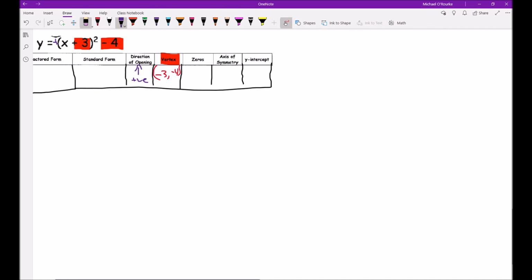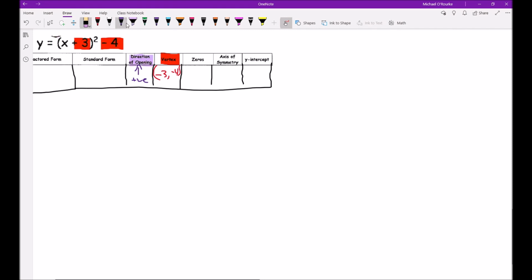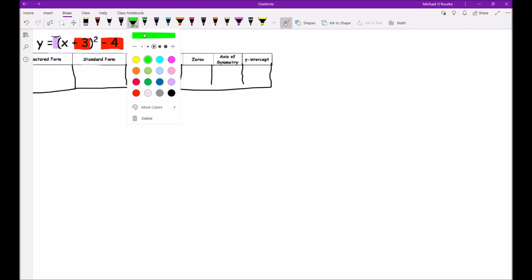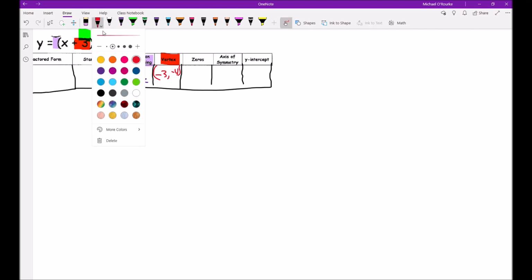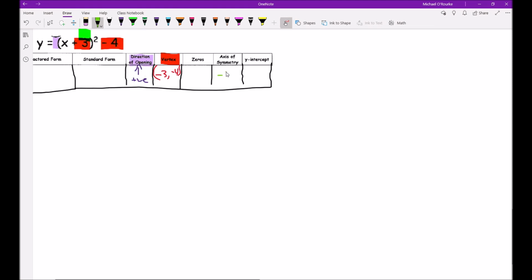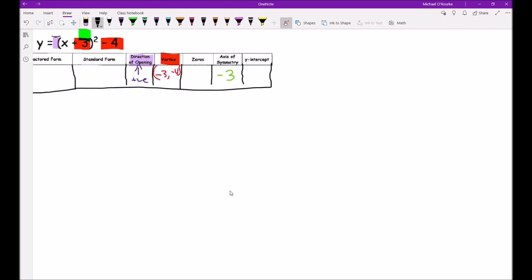Okay, what's our last one? What's one last thing we can pull out of here? Axis of symmetry. And what is that? What's our axis of symmetry? -3. Good. So it's the x value there. I'm trying to color code my answers now. Axis of symmetry is -3. Good. Perfect. So that's what we can get from there.